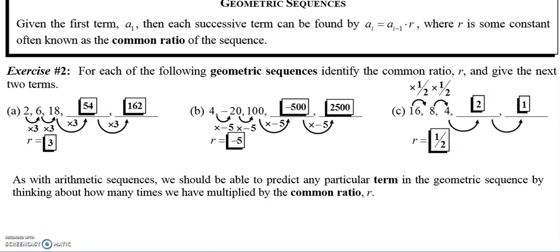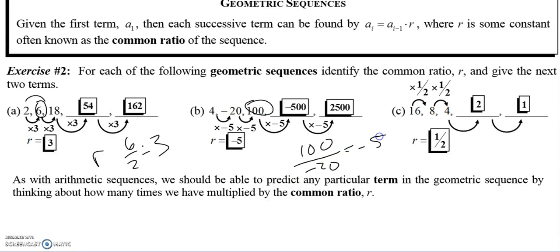The easiest way to come up with this r, if you can't quite see it, is take the term above it, 6, and then divide it by the previous term, 2. That will work every time. You see you get 3. So over here I could do something like 100. Take the term before it, divide it by negative 20, and you'll see you get negative 5. So that always works if you can't see the pattern.